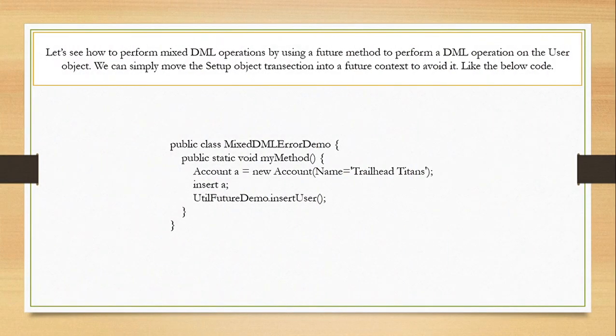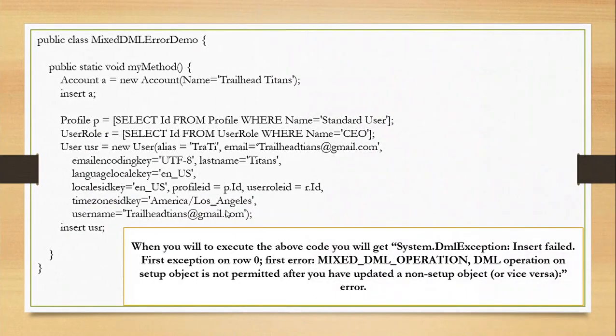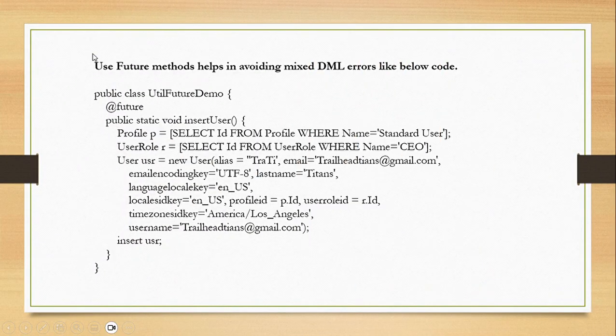So let's see how to perform a mixed DML operation by using a future method. We can simply move the setup object transaction into a future context to avoid this. The code looks like this: public class MixedDMLErrorDemo, public static void method, and in the account area use UtilFutureDemo.insertUser. Future methods help in avoiding mixed DML errors like below. That is public class UtilFutureDemo with @future, and in it the profile, user role, and user creation: new User, with the alias, the email Trailhead Titans at gmail.com, and encoding. Set all the values while creating a user. After that, insert the user. Then it will not throw an error.